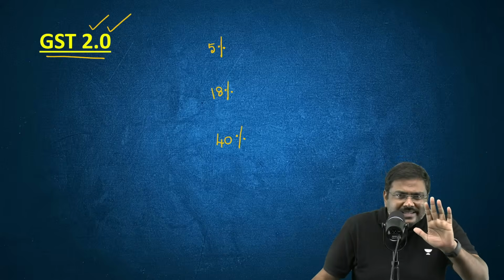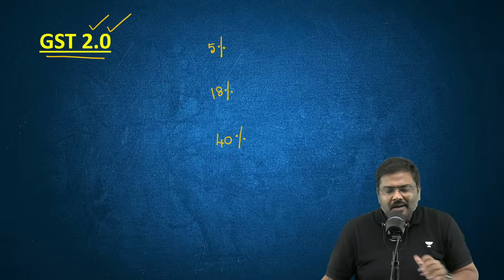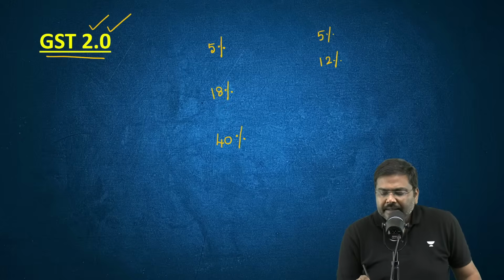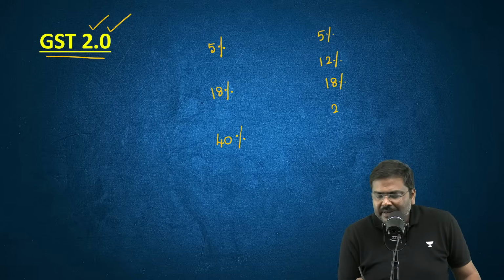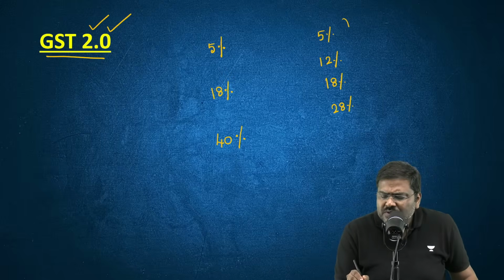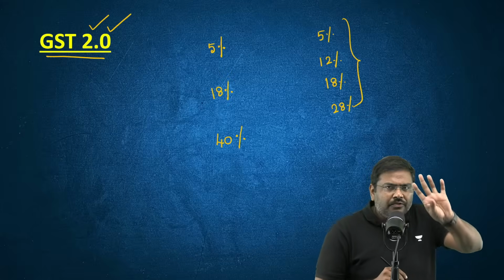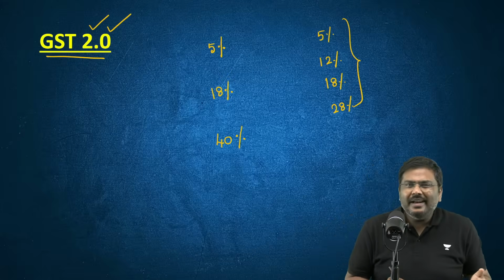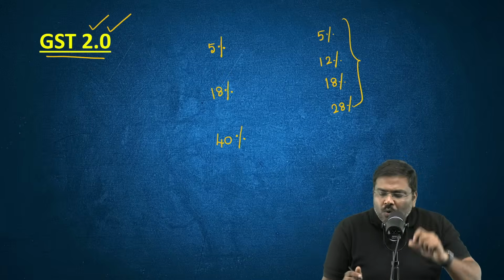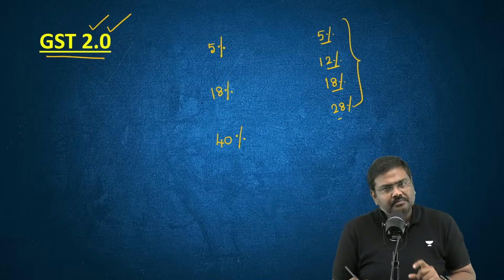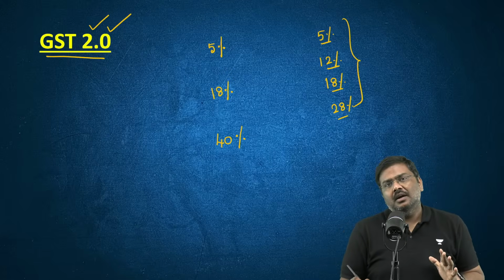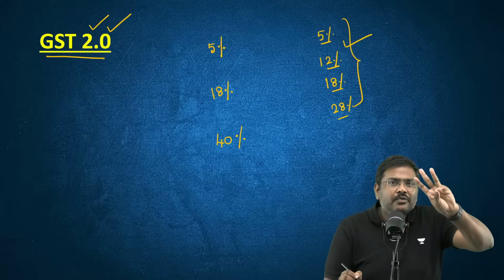And before you start typing and asking me, sir, earlier there was 5, there was 12, there was 18, and there was 28. What have we done? We have simply reduced the number of slabs. From 4, we have reduced it to 3. It is not a very great change. Please do not look at only the number of rates. Don't simply say instead of 4, now we have only 3.